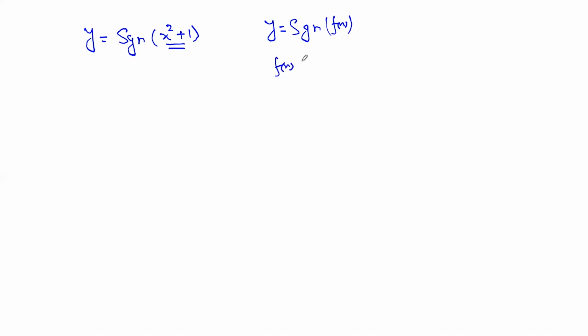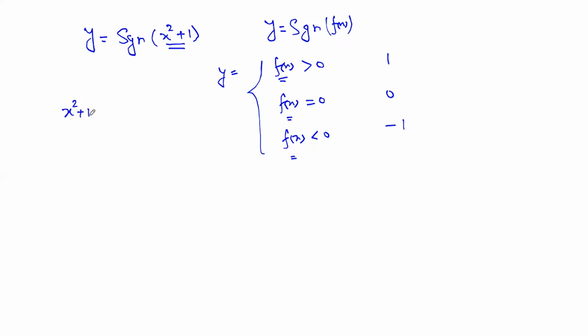First, f(x) greater than 0, so the graph will be of 1. f(x) equal to 0, the graph will be of 0. If f(x) is less than 0, we have to draw the graph of -1. So when we have to draw the graph for y equal to any signum function, y will be split into 3 parts. We only have to check in this case what value the function like x square plus 1 is given to.